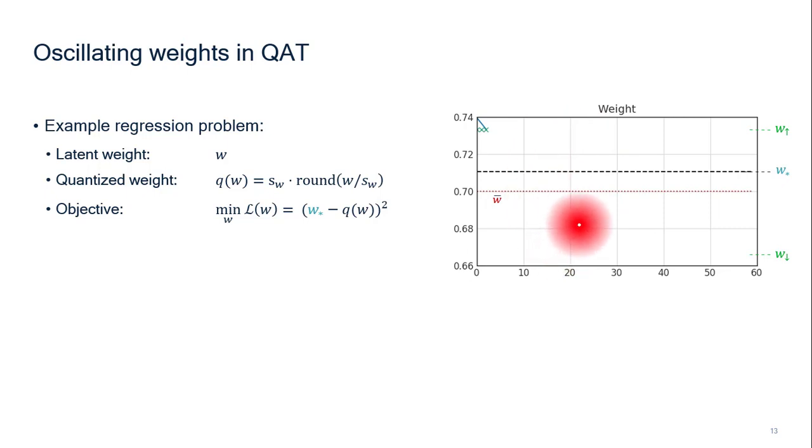And as we can see, the latent weight starts approaching the optimal value, but then continues to the decision threshold and starts oscillating around it. And to understand why this happens, let's look at the gradient.